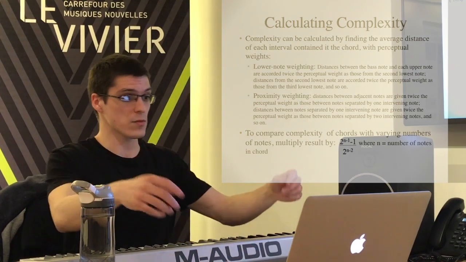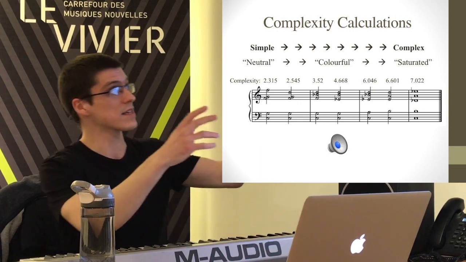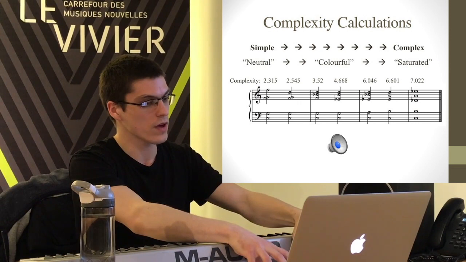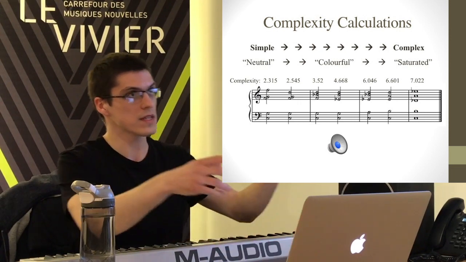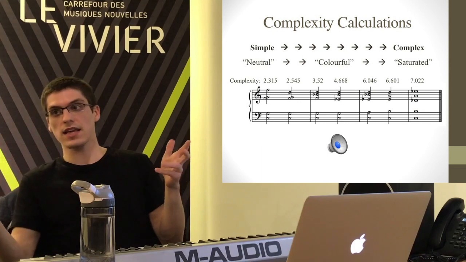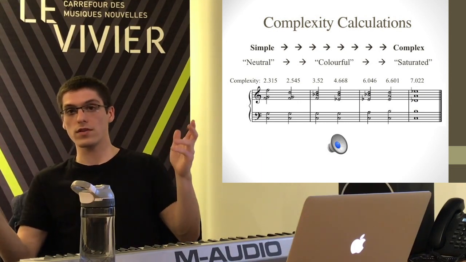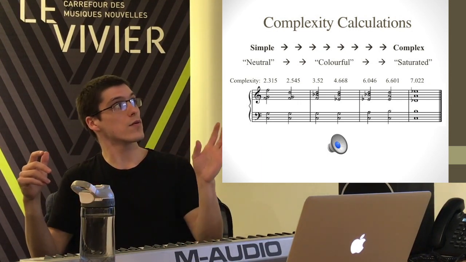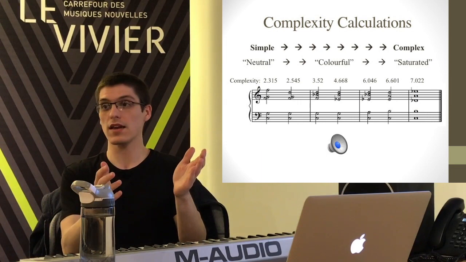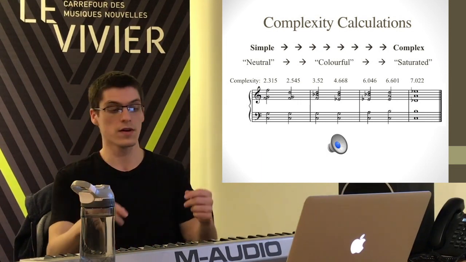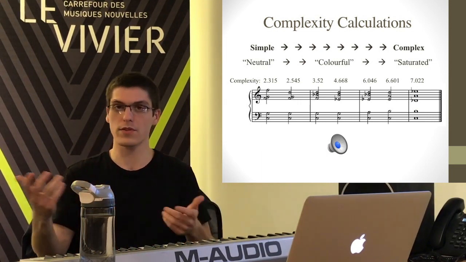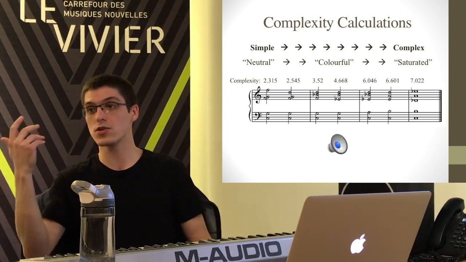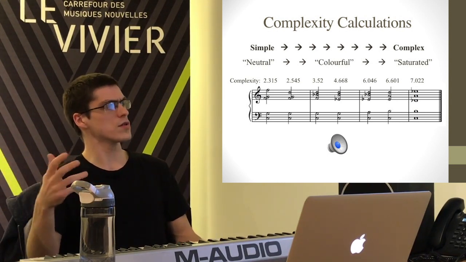So here we can actually hear some chord progressions now with complexity calculations actually done. In this case, one thing to say is that almost all of the complexity calculations of chords tend to be in a range. One is the simplest you can get, unless you've just got an octave, then it'll be zero. But if you have a three note chord or more, it's almost impossible to have a complexity of less than two or so. So two is about the lowest you're going to get.